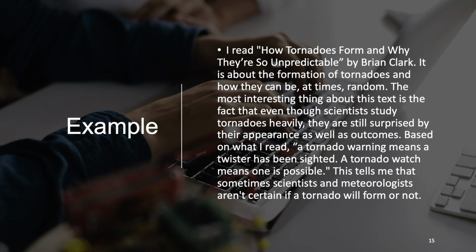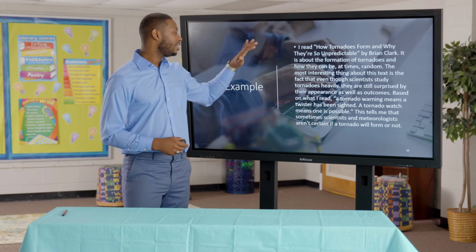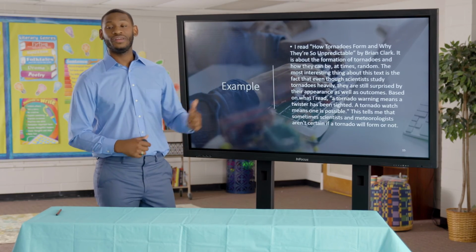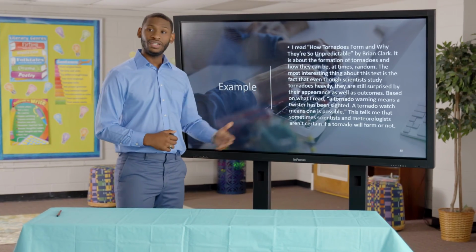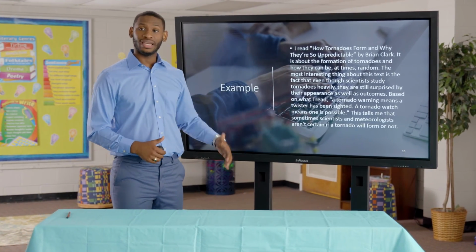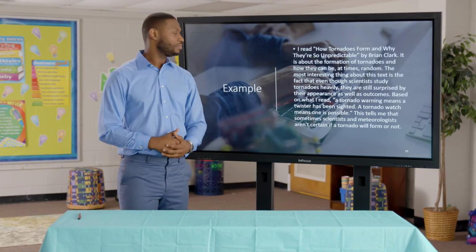Based on what I read, a tornado warning means a twister has been sighted. A tornado watch means one is possible. This tells me sometimes scientists and meteorologists aren't certain if a tornado will form or not. So pretty much what I did was I used all those things that we talked about in our last slide. I provided some evidence. I used those sentence stems that guide us through this piece of writing.